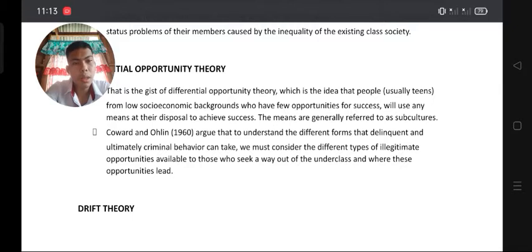Cloward and Ohlin, 1960, argue that to understand the different forms that delinquent and ultimately criminal behavior can take, we must consider the different types of illegitimate opportunities available to those who seek a way out of the lower class, and where these opportunities lead.